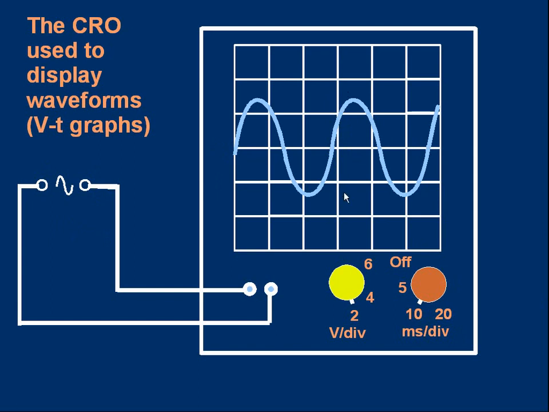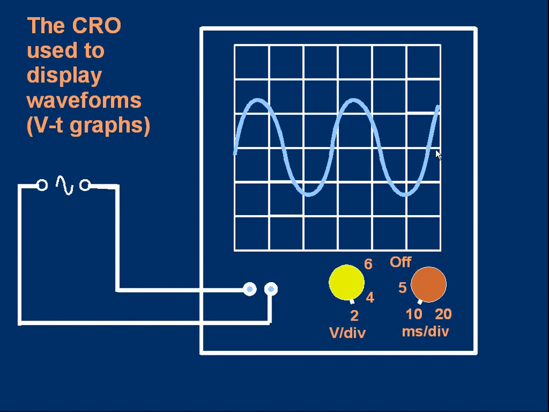The result is this pattern, a very familiar pattern, a sine wave. It's because the voltage is moving the spot up and down while the time base is simultaneously sweeping it across the screen. And that process is happening over and over again, and you see a continuous line.